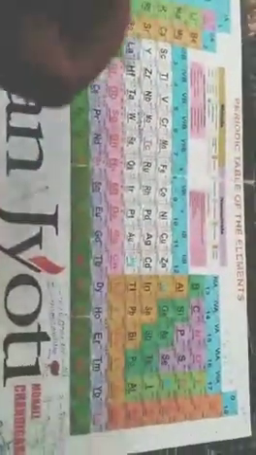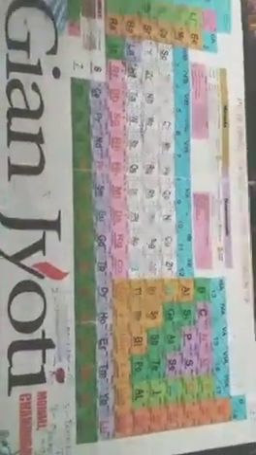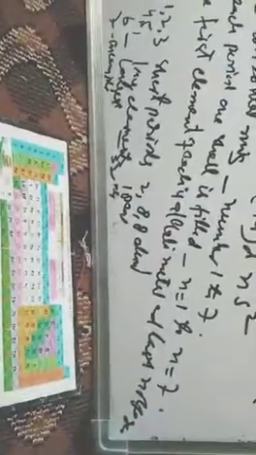The first element of each period is an alkali metal, and the last of each period is a noble gas. You can see here sodium is the alkali metal of the third period, and its last is argon, which is a noble gas. Similarly, potassium is the first element of the fourth period, an alkali metal, and the last is krypton, which is a noble gas. So you should remember that every period starts from an alkali metal and ends at a noble gas.